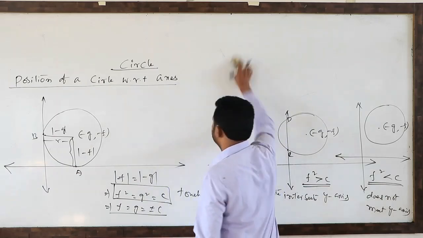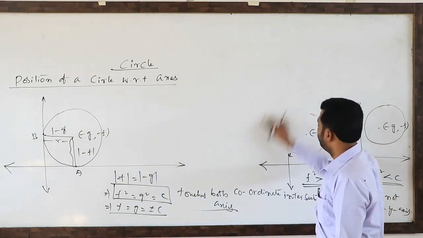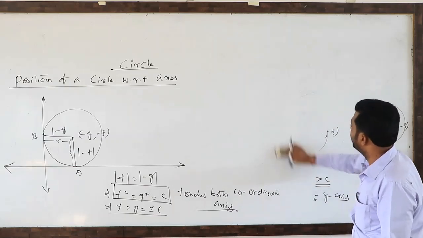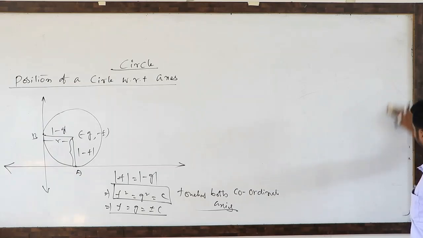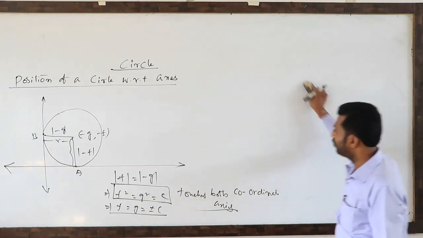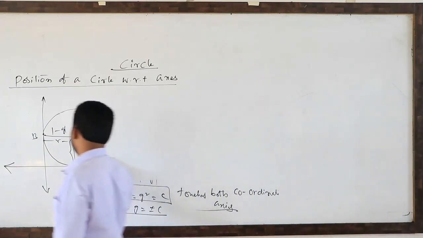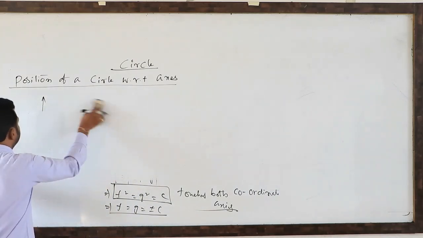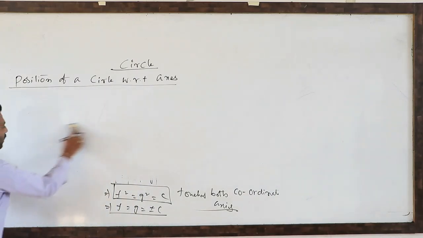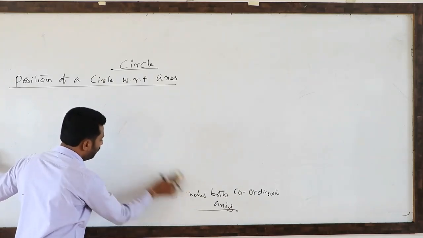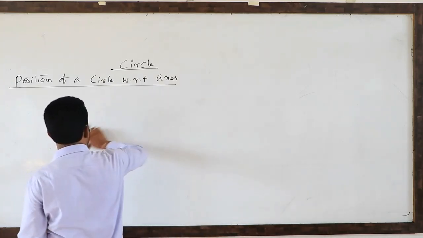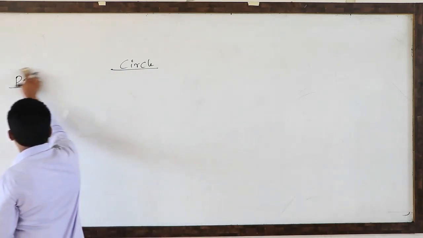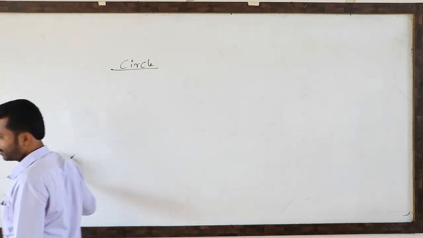So these are the concepts based on the position of a circle with respect to the coordinate axes. Whether a circle touches the x-axis or y-axis, intersects the x-axis, intersects the y-axis, touches both axes, or neither touches the x-axis nor the y-axis. These are the conditions you have to remember. Next.